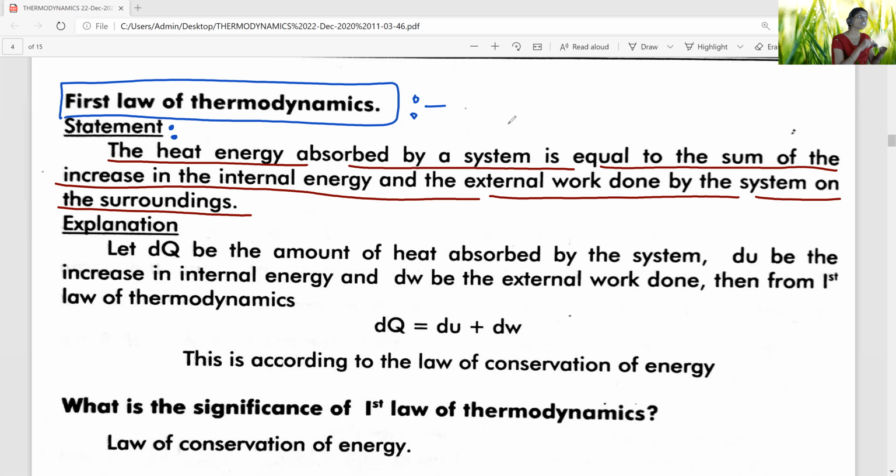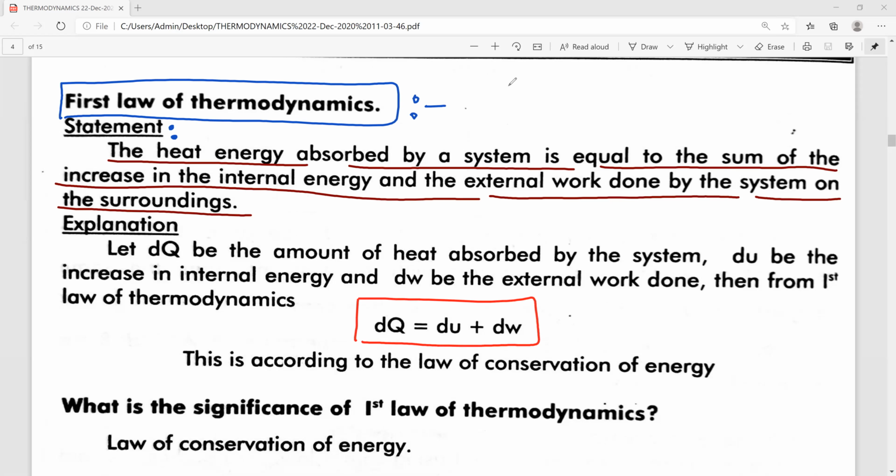So this first law of thermodynamics is based on law of conservation of energy. The significance of first law of thermodynamics is nothing but law of conservation of energy. And mathematically, first law of thermodynamics is given by the formula dQ is equal to dU plus dW.